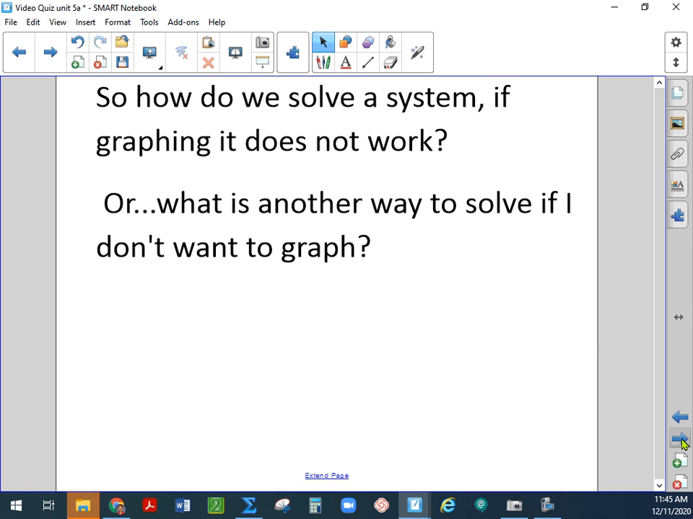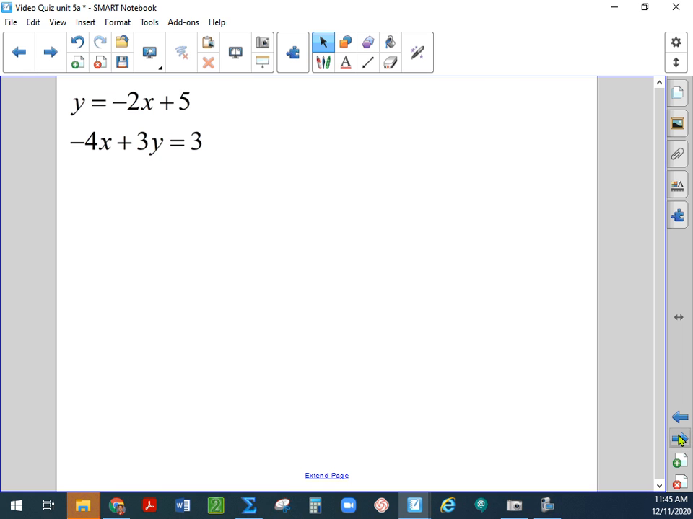So how do we solve a system if graphing does not work? Or just what's another way to solve if we don't want to graph? So if you haven't written down that system, that's the same system from before. I want to go ahead and show that we changed this equation to the equation 1y equals 1 plus 4/3 x.